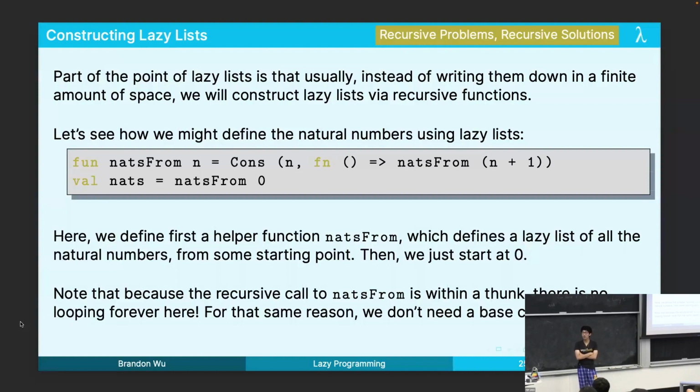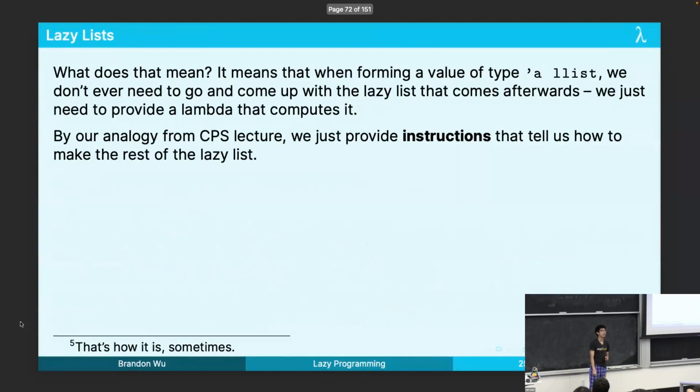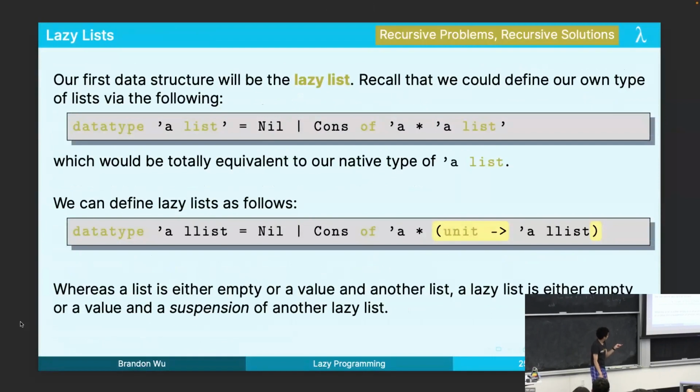Well, what's going to happen is that you can pattern match on an alpha L list, right? An alpha L list has the same structure where you say it's going to be nil, or it's cons of an element and then the rest of the tail of the L list. So to extract a value from a lazy list, you just pattern match on it.